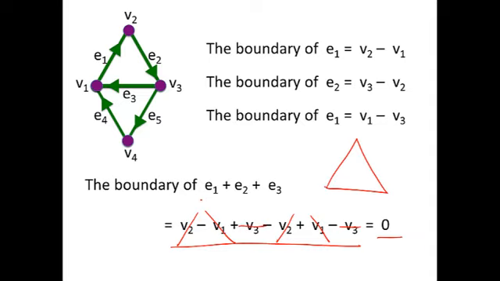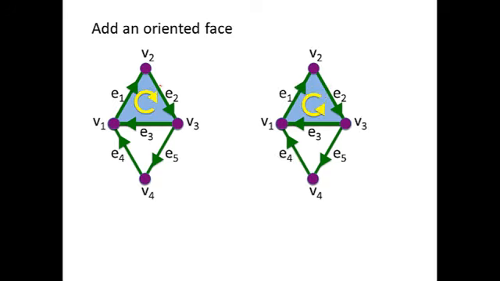In the meantime, let's add a face. But it should be an oriented face. We will use the yellow arrow to denote the orientation of this face. There are two possible orientations, clockwise shown on the left, as well as counterclockwise shown on the right.